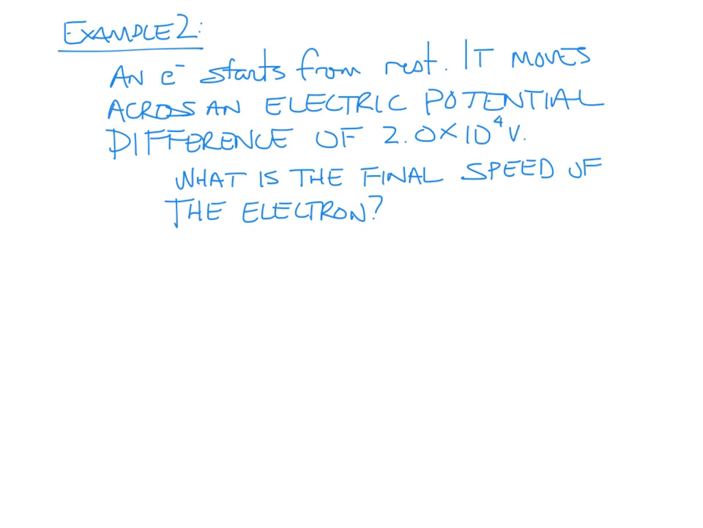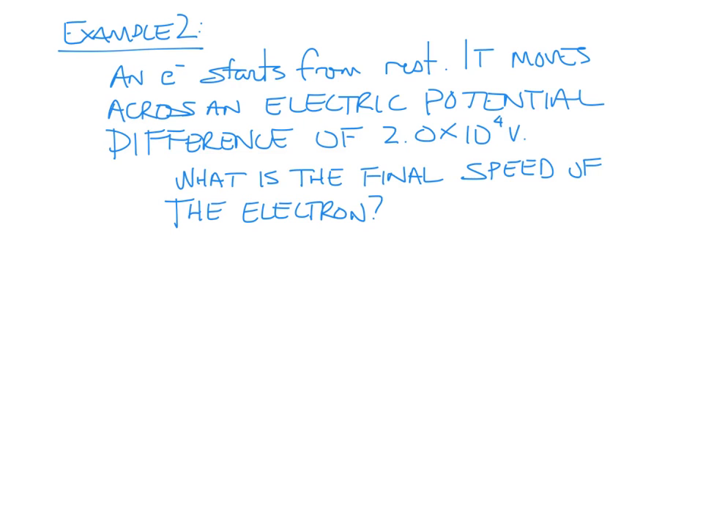Okay, so I've changed my mind. I'm going to show you another example that doesn't necessarily deal with a charged plate system, although it can deal with a charged plate system. In this example, we have an electron starts from rest. It moves across an electrical potential difference of 2.0 times 10 to the 4 volts. And the question is, what is the final speed of the electron?